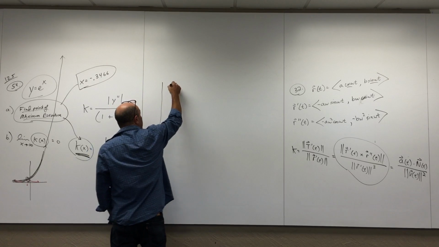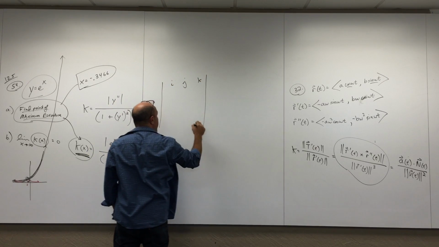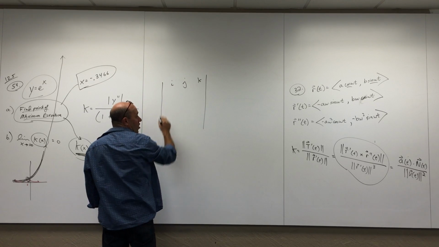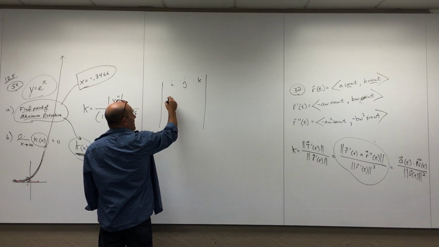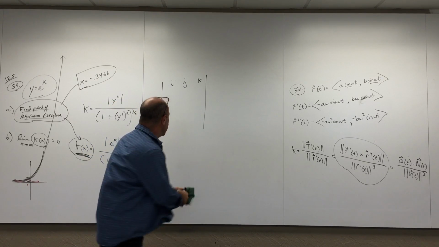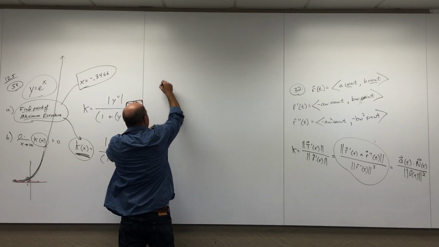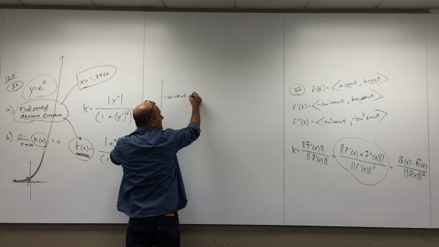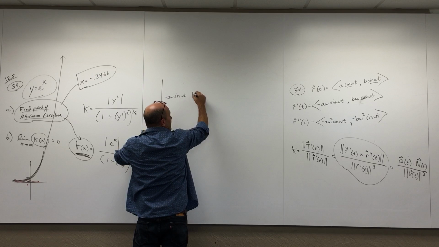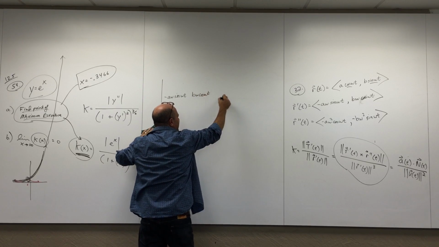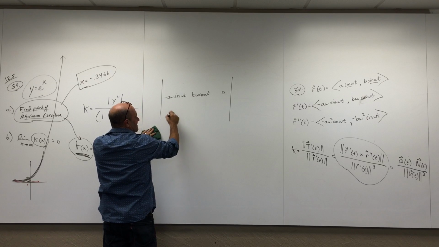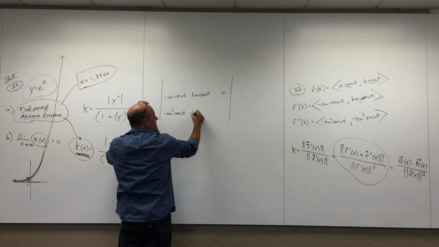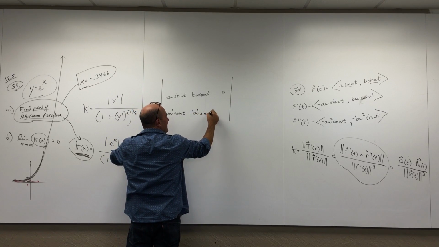What did you want to say, Zachary? I was just going to ask if we had to memorize the formulas for T and N. No. Okay. So what am I doing? R prime cross R double prime? Good Lord. Hang on. I need to make this bigger.